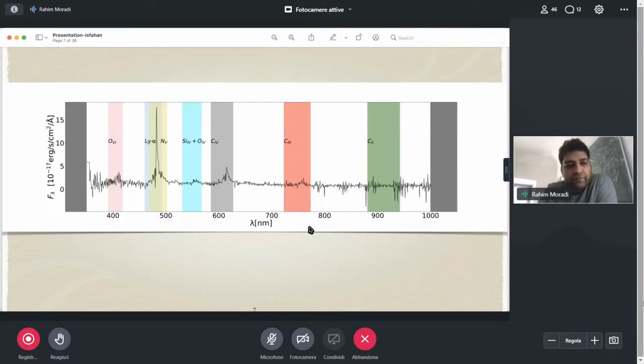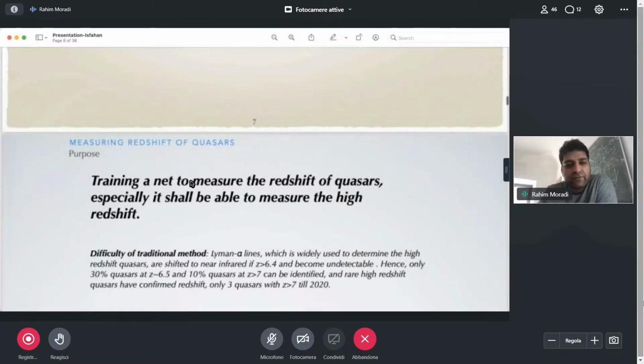As you can see, this is the typical spectrum, flux versus wavelength lambda, of a typical quasar. As you can see, it's very rich. It has many emission lines, and this richness can help us to study it better than other sources.